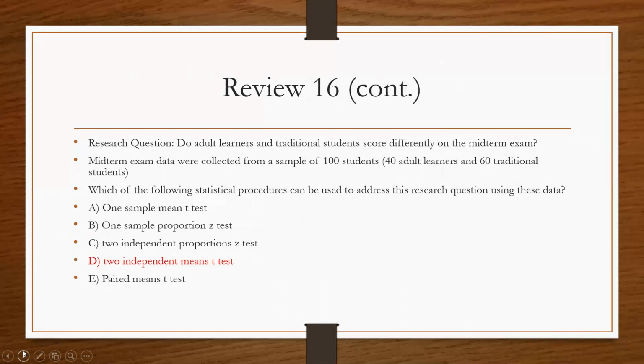So the reason why it's D is because it's asking about the averages between two different groups. So with that, you can cross off proportions and you can cross off one sample mean. So you're left between, is it paired or is it independent? The reason why it's independent is because the outcome of one does not affect the outcome of the other. So how the adult learners do doesn't affect how the traditional students do. So that's why it's independent.